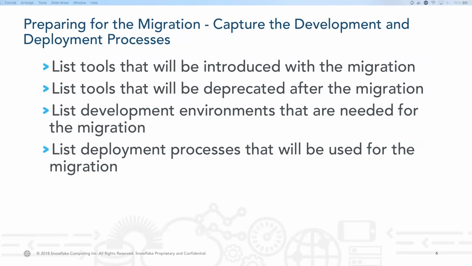Whether the development and deployment processes change or not, capture the development environments that will be used for the migration. For example, pre-prod and prod, or dev, QA, and prod, and the development processes, source control repositories, and methods for deploying changes from one environment to another. These will be used for that migration. This information is critical to direct how the development and deployments are implemented.